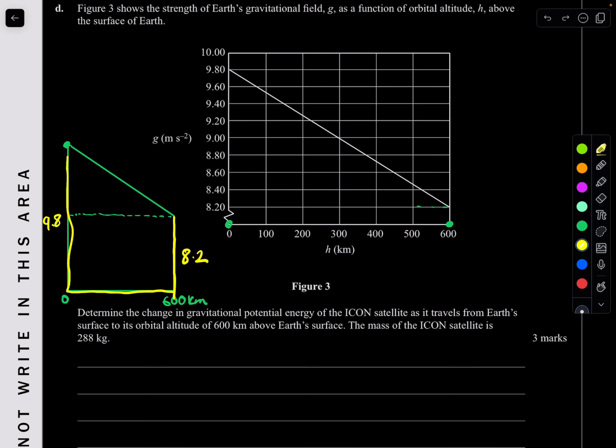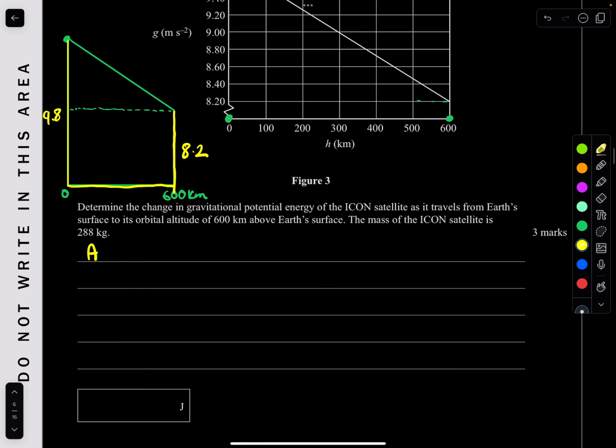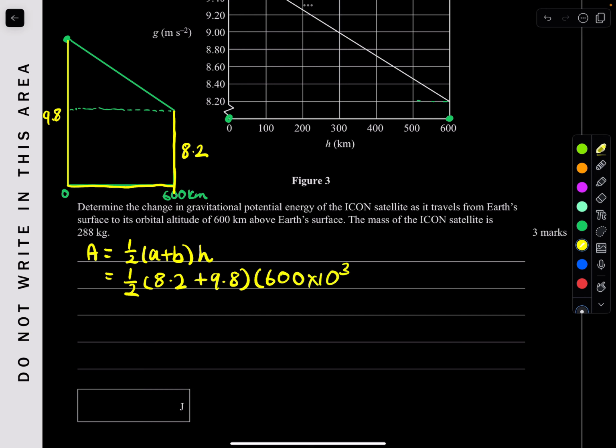And that's all we need to calculate the area of a trapezium, because remember, the area of a trapezium is just half (A plus B) times your height. So your height is, of course, that. And this is your A, and that's your B. So putting that all in my formula, half times (8.2 plus 9.8) times your height, which is 600 times 10 to the power 3, make sure it's in meters. And so that's going to give me my area.